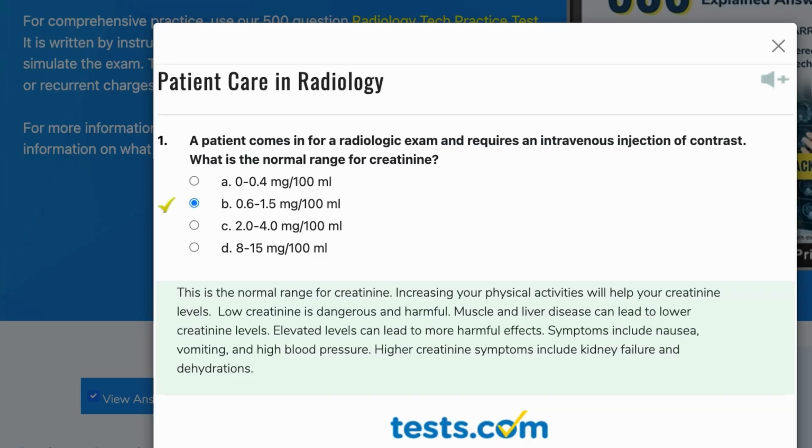Elevated levels can lead to more harmful effects. Symptoms include nausea, vomiting, and high blood pressure. Higher creatinine symptoms include kidney failure and dehydration.